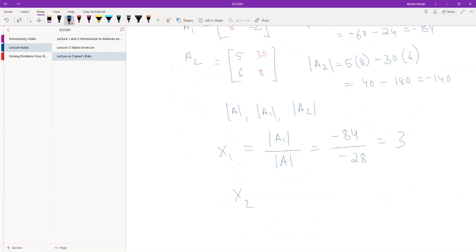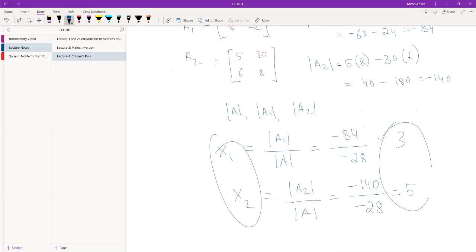And the value of x2 is the determinant of A2 divided by the determinant of A. So that is minus 140 divided by minus 28. So we have 5. And that's it. We found the values of x1 and x2.